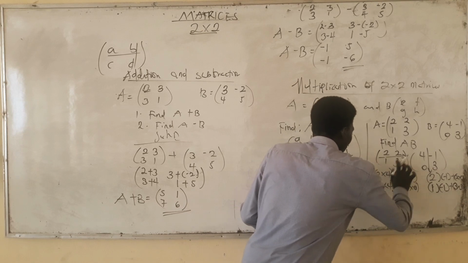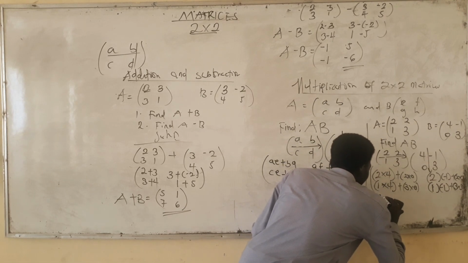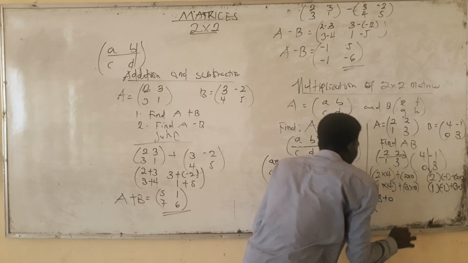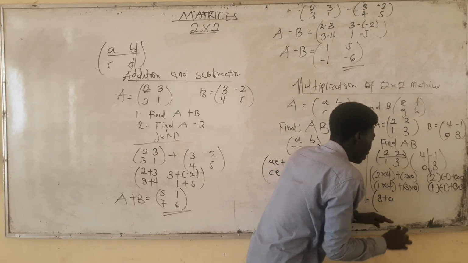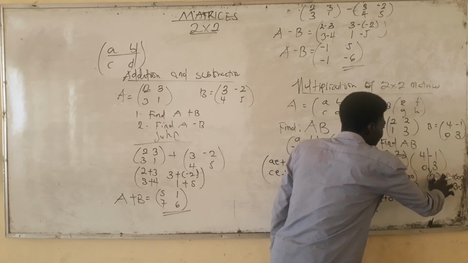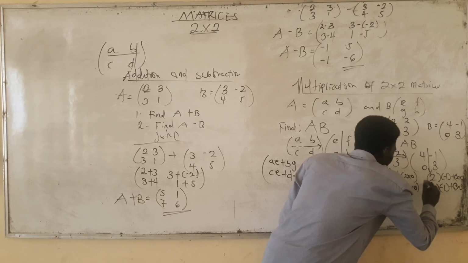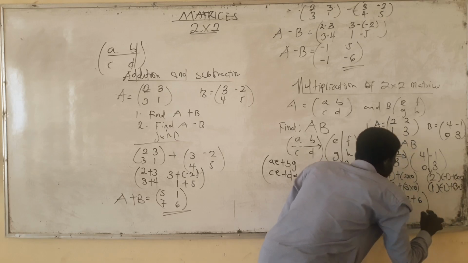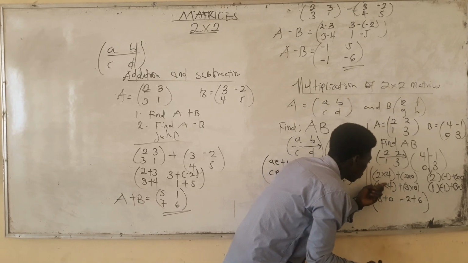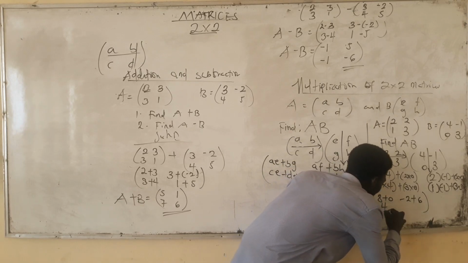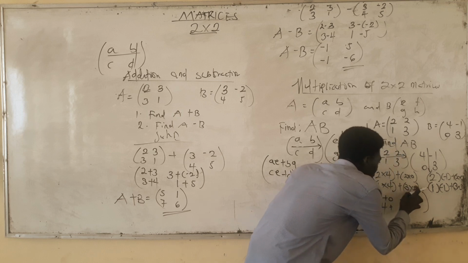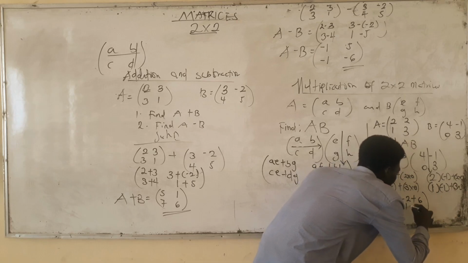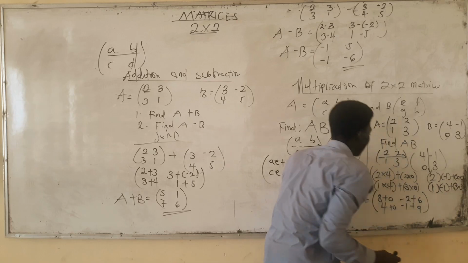So 2 by 4, we are getting 8, plus 2 multiplied by 0, we are getting 0. This is our first calculation. On this side, 2 multiplied by negative 1, we are getting negative 2, plus 2 multiplied by 3, we are getting 6. And for this one too, 4 multiplied by 1, we are getting 4, plus 3 multiplied by 0, that is 0. 1 multiplied by negative 1, we are getting negative 1, plus 3 by 3, 9.